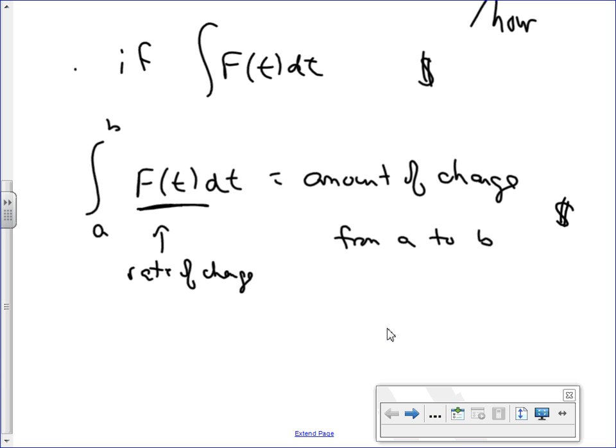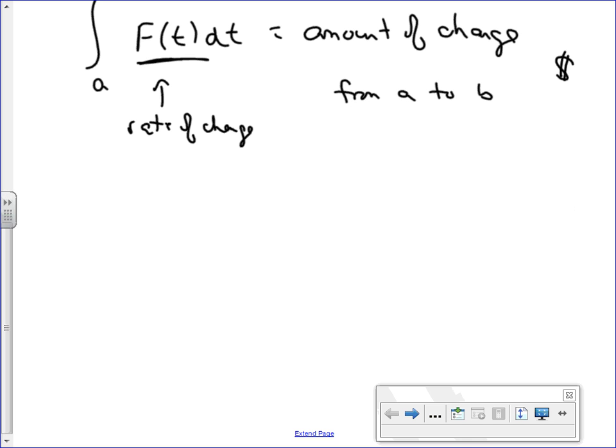So if you do an antiderivative of this and you get that the definite integral from A to B is 8, that means that whatever this represents has changed by $8. It's gone up by $8. If you get that this definite integral is -4, that means that the amount of change is -$4. It has gone down by $4. Does that make sense? Okay.